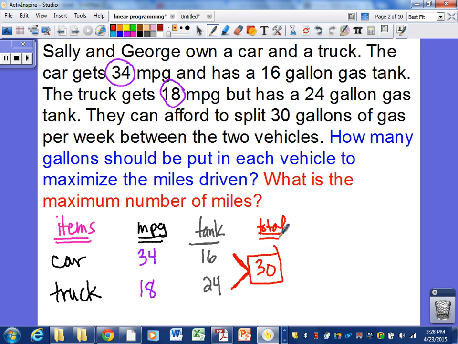Okay, so now that we have our information organized, let's write down some equations. This is what we want to maximize. You want to maximize your miles per gallon. So the number of miles that you're able to drive is given to you by 34 miles per gallon in the car, so 34 miles times however many gallons you put in the car, plus 18 miles times however many gallons you put into your truck. So this is the maximizing function. We want as many gallons as we can here and as many gallons as we can there in order for us to be able to do everything that we need to do.